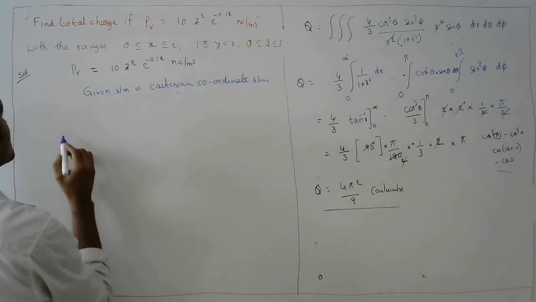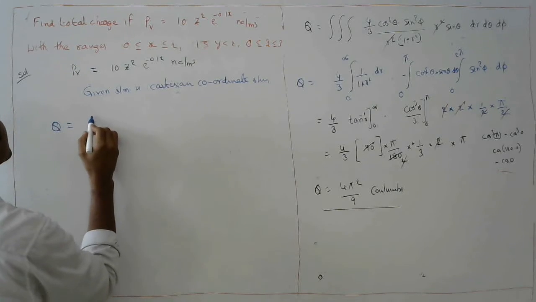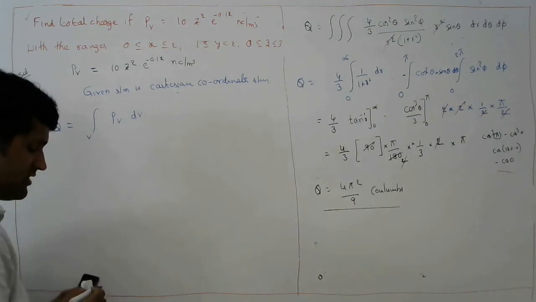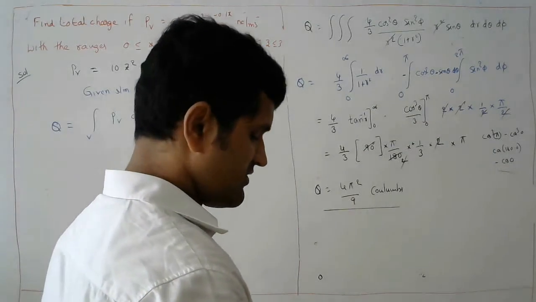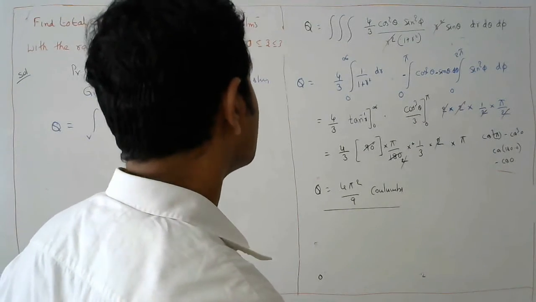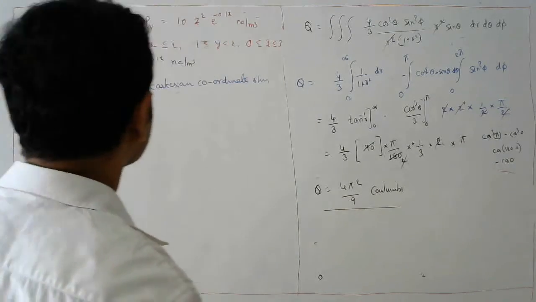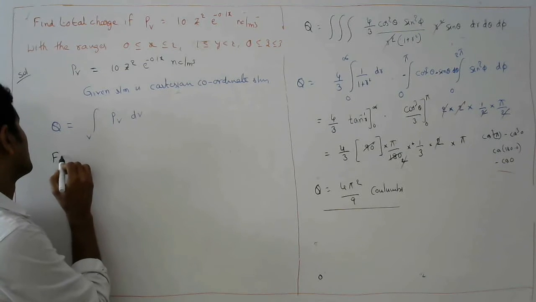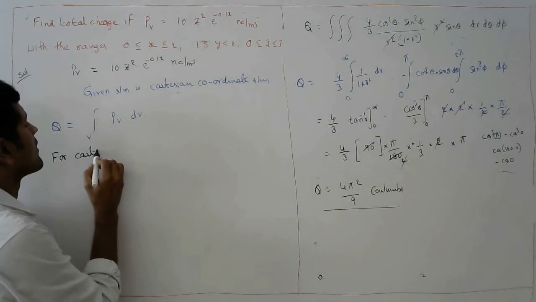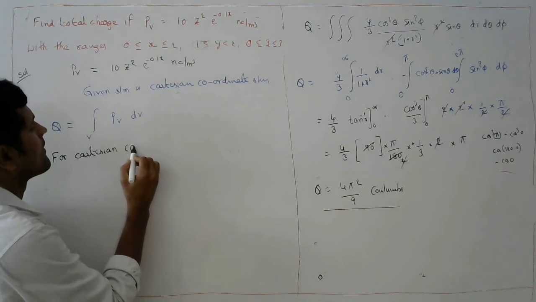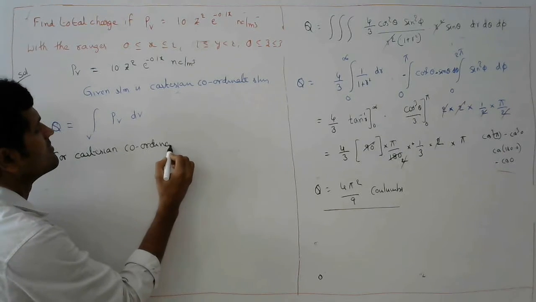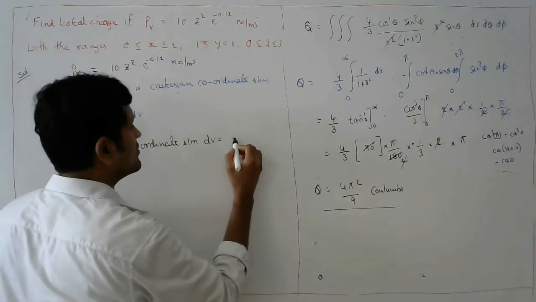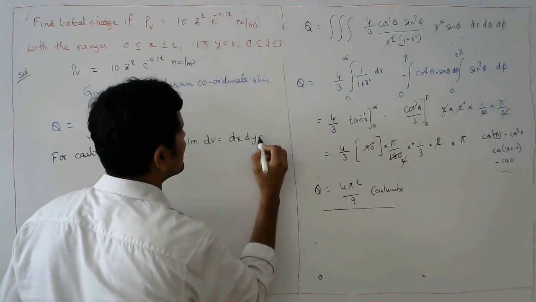So the charge expression is Q equals the volume integration of rho v into dv. Rho v is given, and dv is nothing but a differential volume, which we have to calculate. The given system is the Cartesian coordinate system. So for the Cartesian coordinate system, the differential volume dv is equal to dx dy dz.